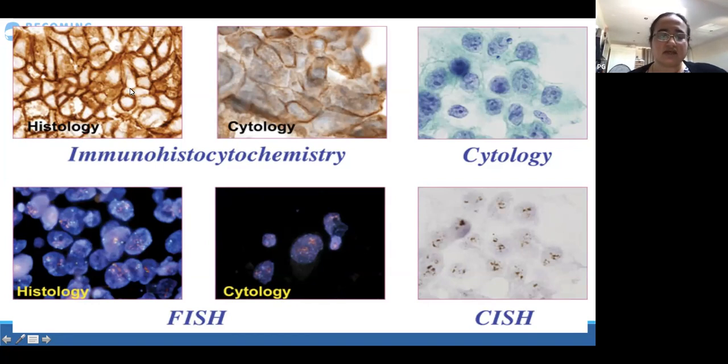And immunohistochemistry or immunocytochemistry can be used again for hormone receptors or for any other test that you might want to do to make the diagnosis or to check the organ of origin.